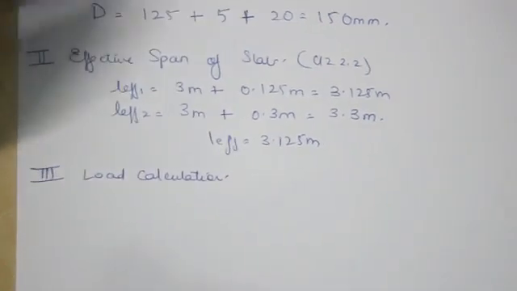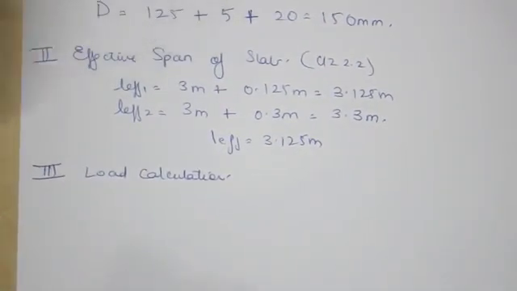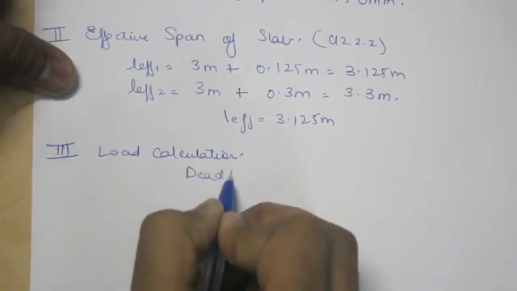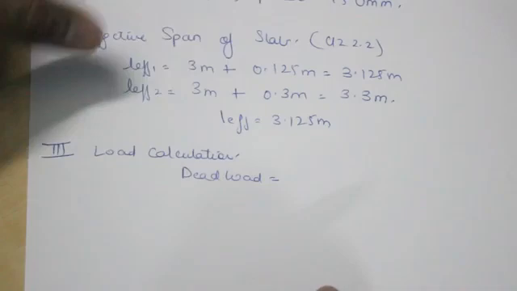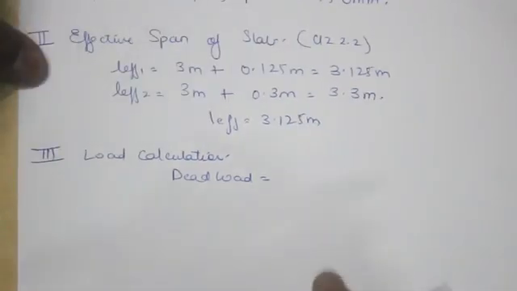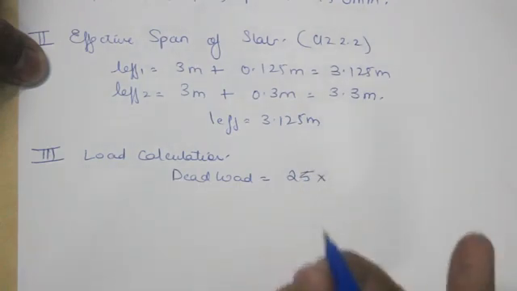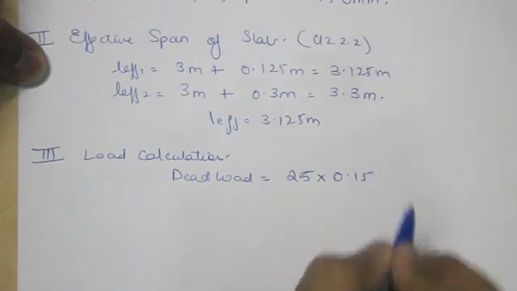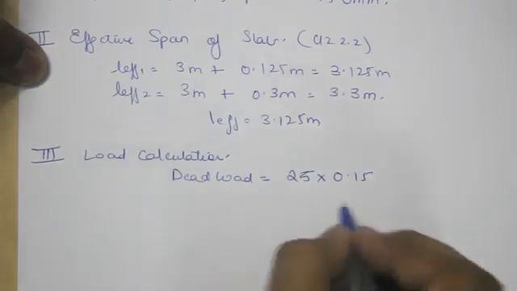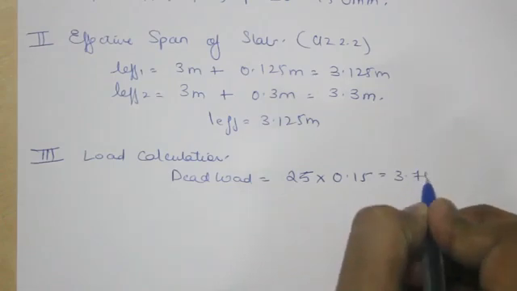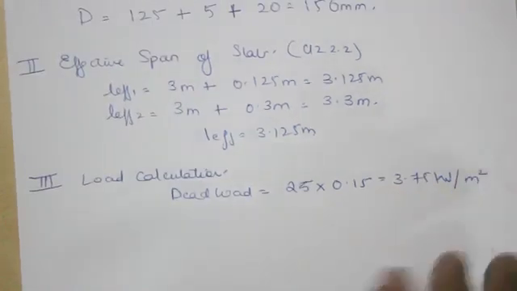So basically there would be two types of load, that is the live load and the dead load. If any other load is given to you, then you have to also calculate that. So the first one would be the dead load. Dead load is the weight of the slab. So let's assume the density of concrete as 25 multiplied by the depth of the slab, that is 0.15. So we get it as 3.75 kilonewton per meter square.